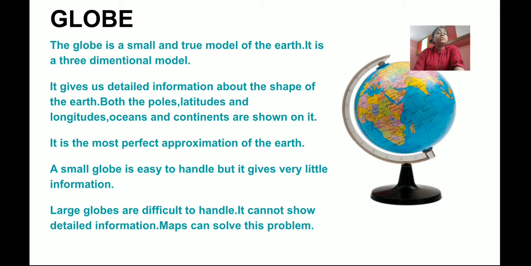A small globe is easy to handle, but it gives very little information. It doesn't give minute information about any place, unlike a map, which gives each and every minute detail of any place. Large globes are difficult to handle. They take lots of space, and they cannot show detailed information of any place. Maps can solve this problem.